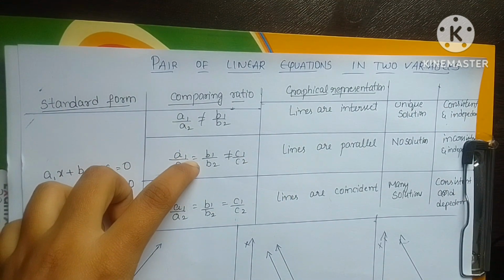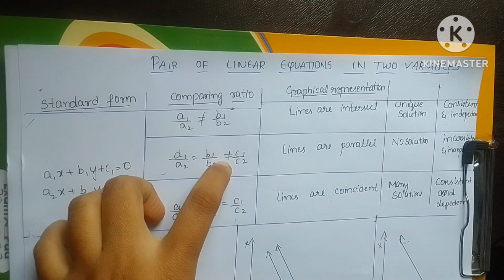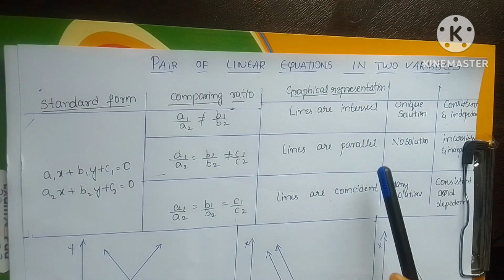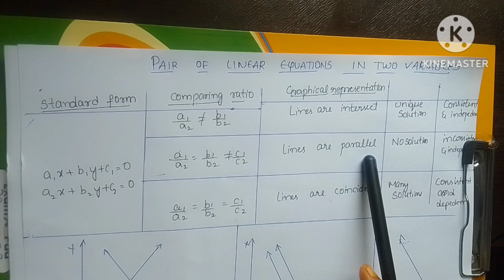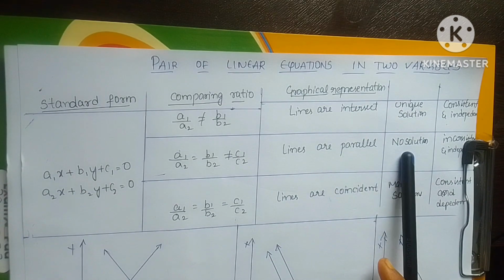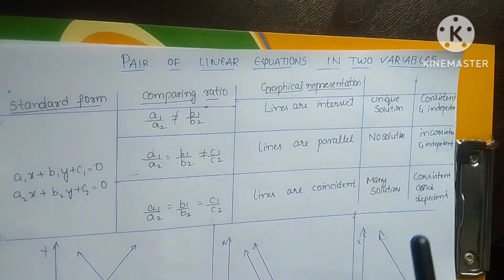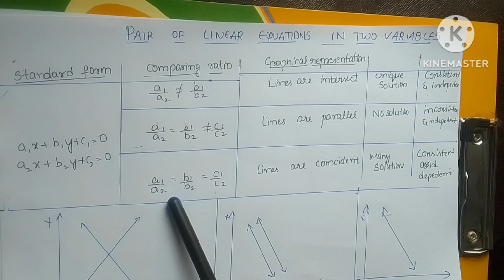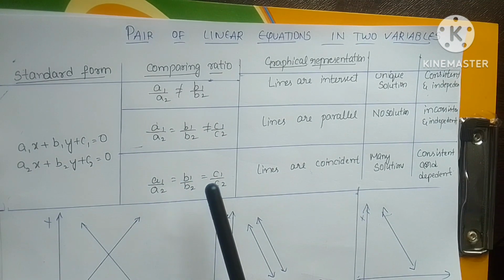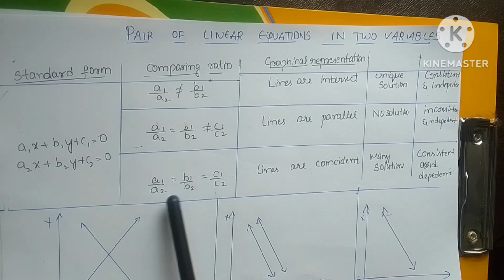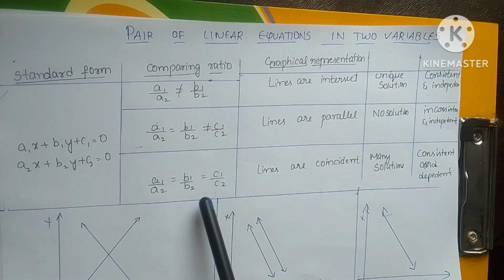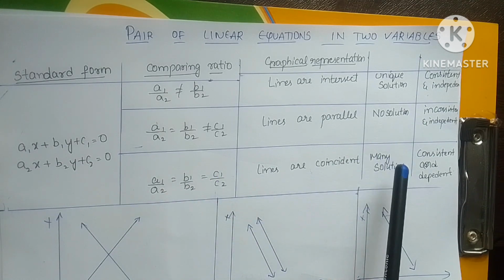If a1 by a2 is equal to b1 by b2 and not equal to c1 by c2, then the lines are parallel. If the lines are parallel, then automatically no solution will be there. It is inconsistent and independent. If a1 by a2 is equal to b1 by b2 and equal to c1 by c2, meaning all three ratios are equal, then the lines are coincident. It has many solutions and is consistent and dependent. Let us see the graphs of this and we will come to know.